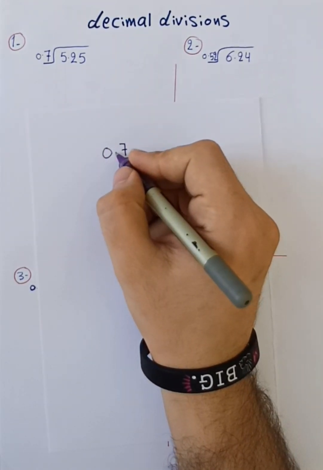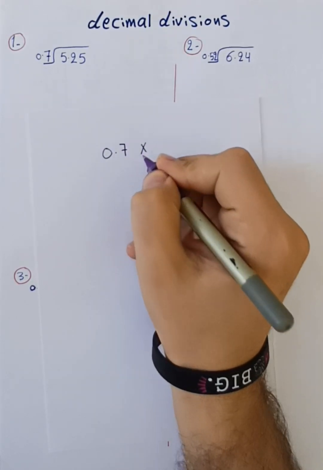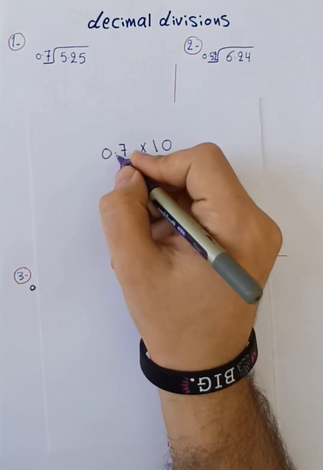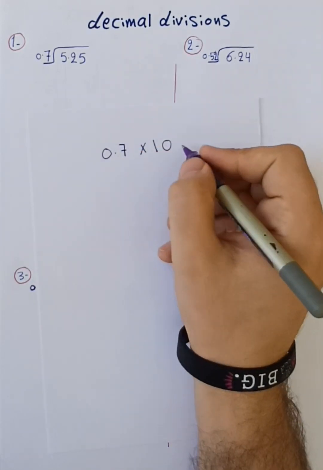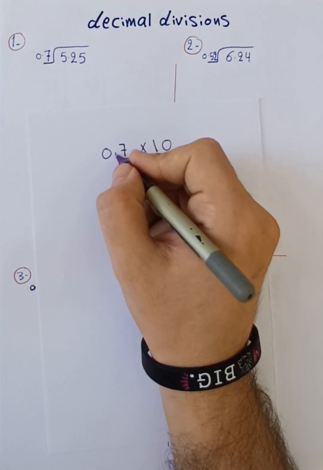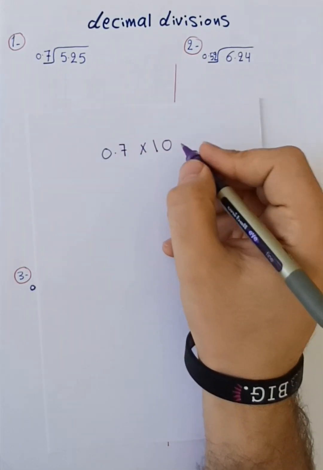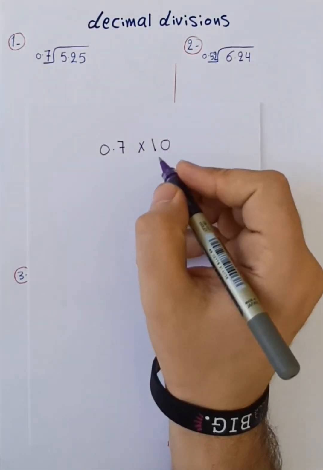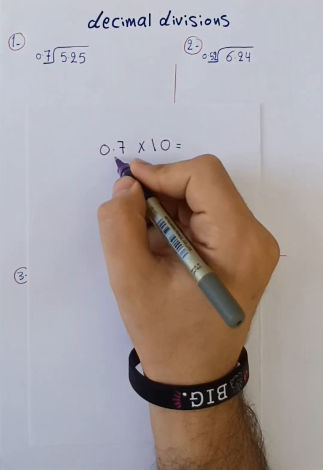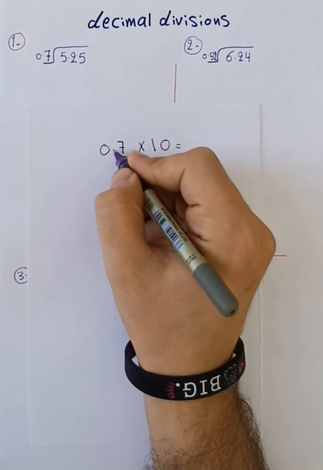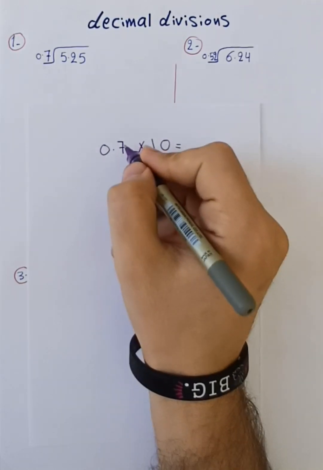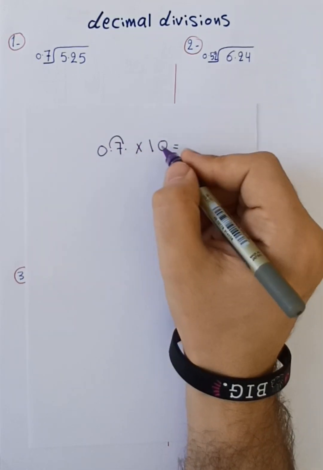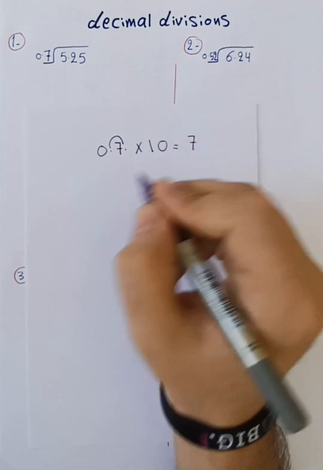So after this point we have only one number, so we have to multiply this decimal number by 10. If after this point we have two numbers, you have to multiply by 100. If after this point you have three numbers, you have to multiply by 1000. So when you multiply this decimal number by 10, this decimal point moves one step to the right side. So 0.7 multiplied by 10 equals 7.